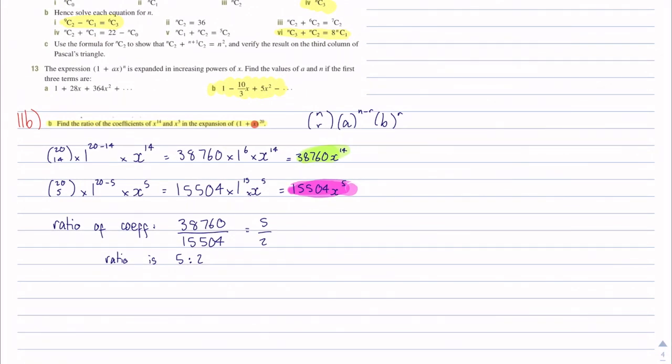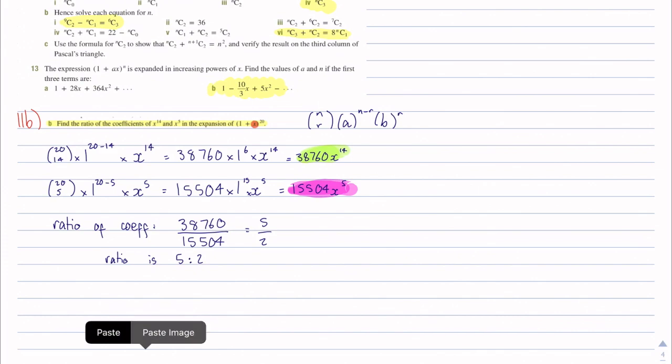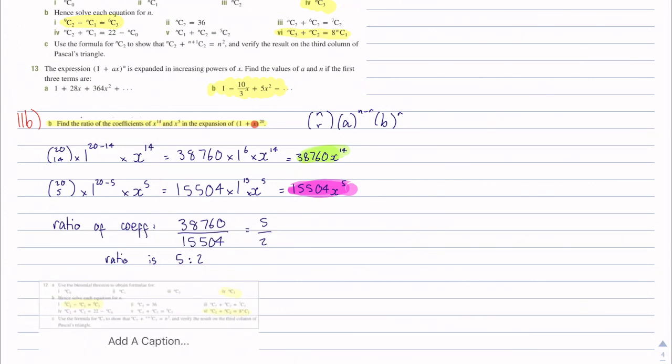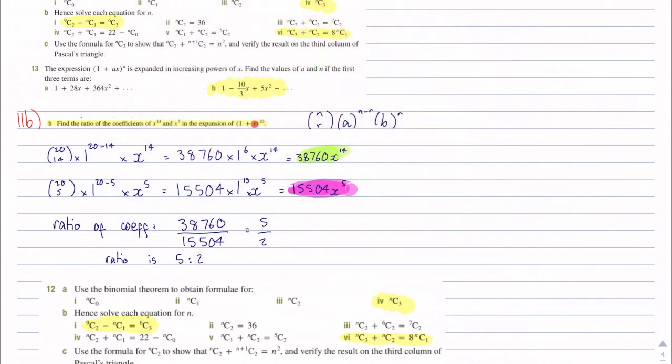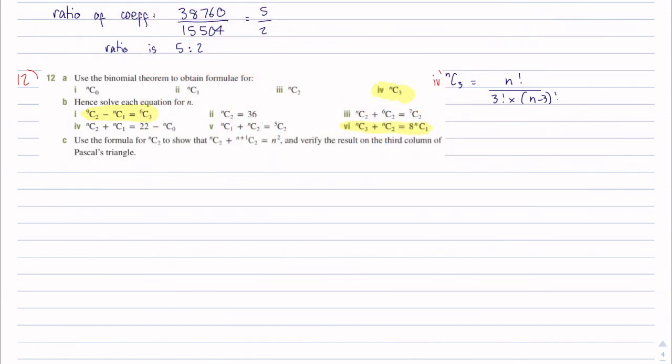Question 12 is slightly different. We're going to have to use some of the formulas we learnt before. Let me just grab question 12 separately for us. So if I'm doing nC3, then that's n factorial over 3 factorial times n take 3 factorial. So that's for 12a iv.